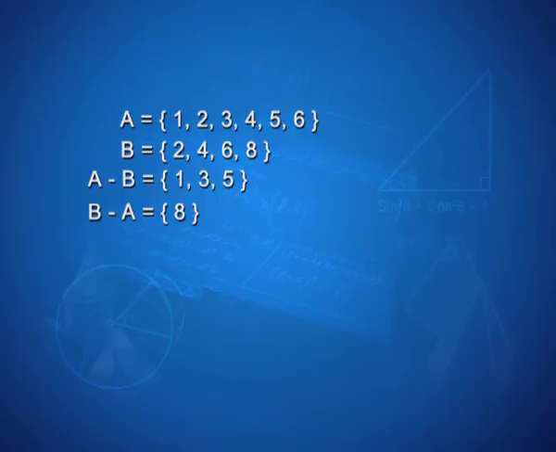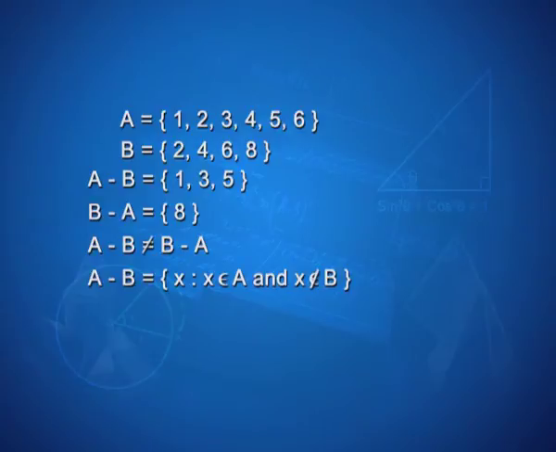It is noteworthy here that A minus B does not come out to be equal to B minus A. Mathematically, we write A minus B as the set of elements x such that x belongs to A and x does not belong to B. Similarly, B minus A will be the set of elements x such that x does not belong to A and x belongs to B. Let us now conclude this session by recapitulating the important points that we had discussed.